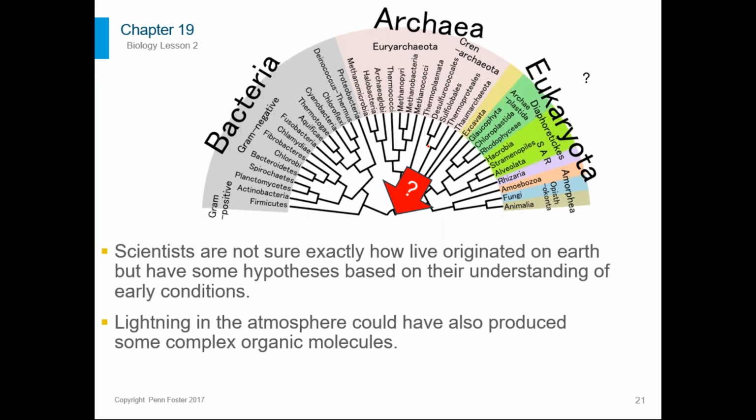How did life start? Scientists are not really sure exactly how life originated on Earth, but they do have some hypotheses based on their understanding of early conditions. Experiments with electricity and mixtures of gases similar to Earth's early atmosphere have produced complex organic molecules, and this led to the idea that maybe lightning in the atmosphere could have also produced these molecules.